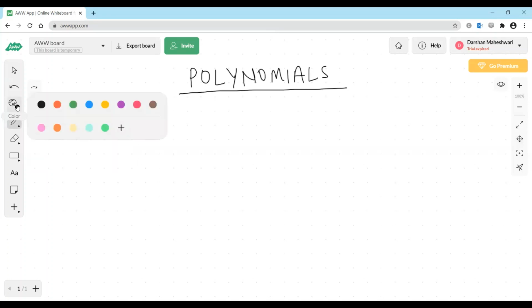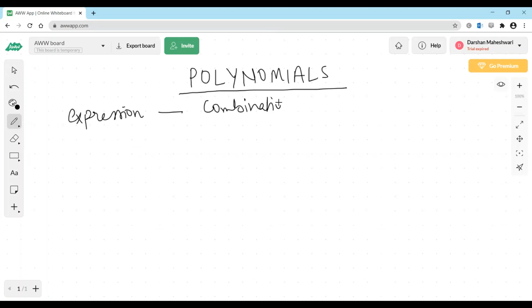So in this session, we are going to talk about polynomials. Let's first see what a polynomial actually is. A polynomial is an expression which is in fact a combination of constants and variables. Now the follow-up question is, what is a constant and what is a variable?